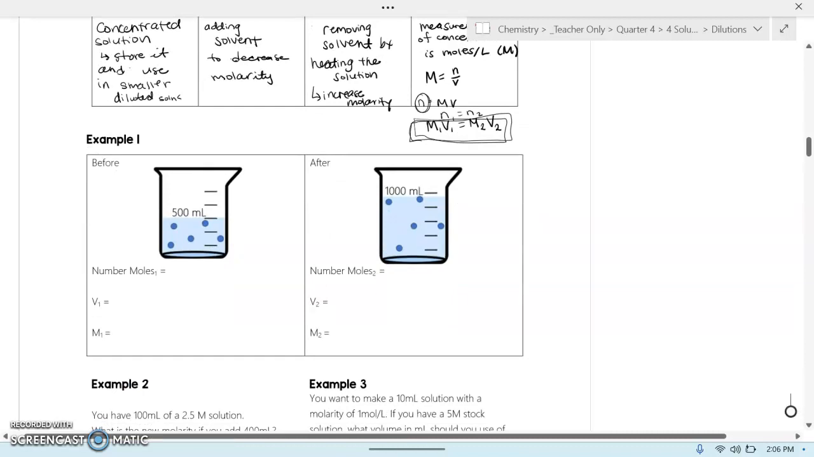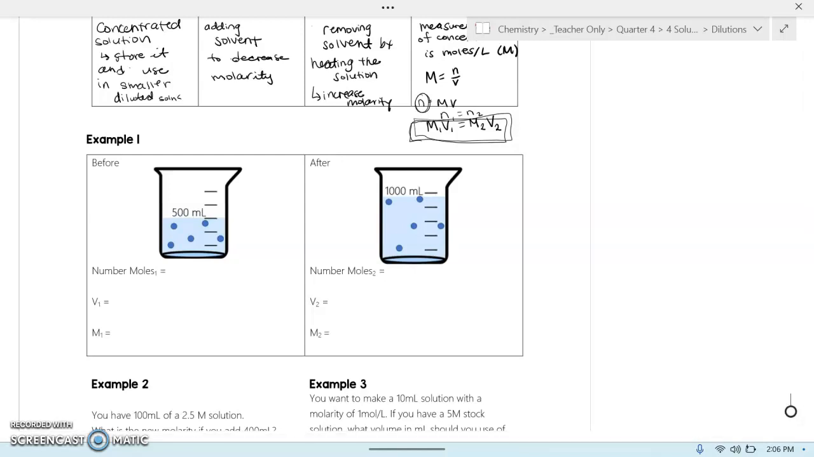So let's look at example 1 so that we can make more sense out of what this M1V1 actually means. If I have a beaker of 500 milliliters of water, we're going to pretend that each of these blue dots is 1 mole. So I've got 5 moles over here.